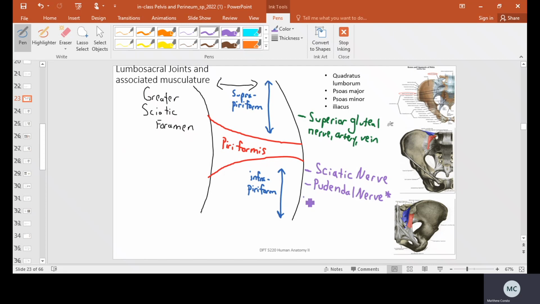The other things I'm going to have here, again, these are going to be named based on their relation to the piriformis. Inferior gluteal nerve, artery, and vein. I'm also going to see the posterior femoral cutaneous nerve.